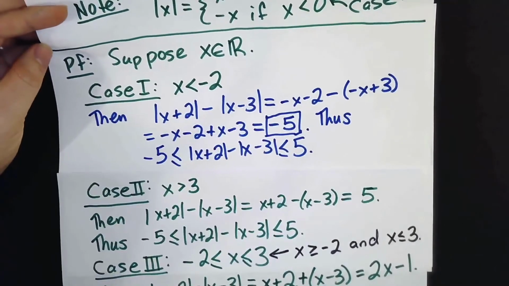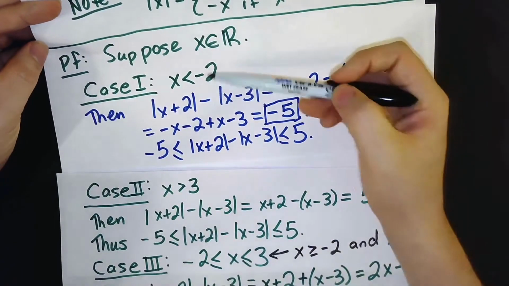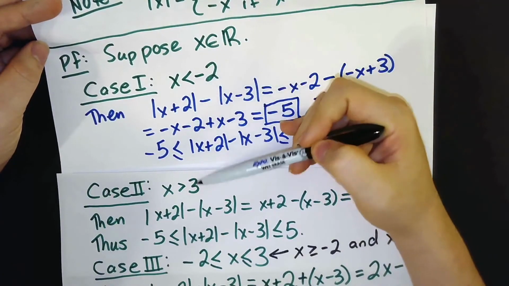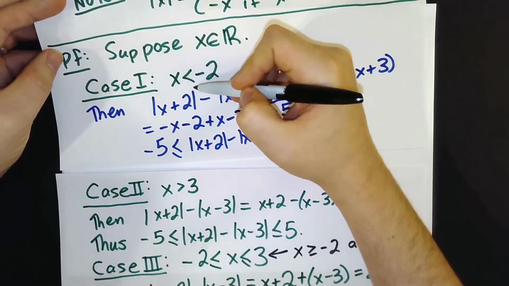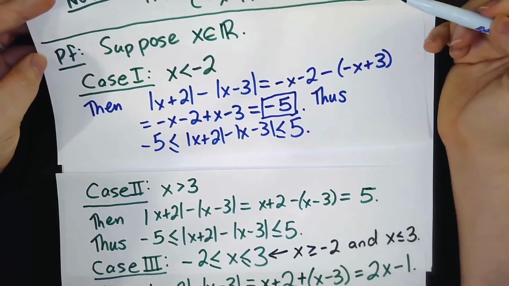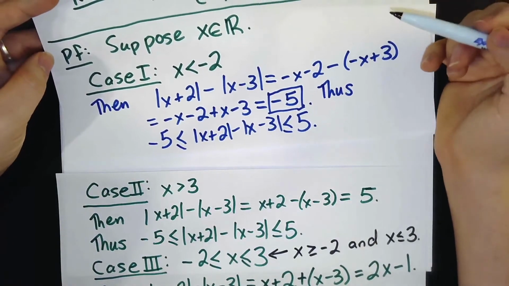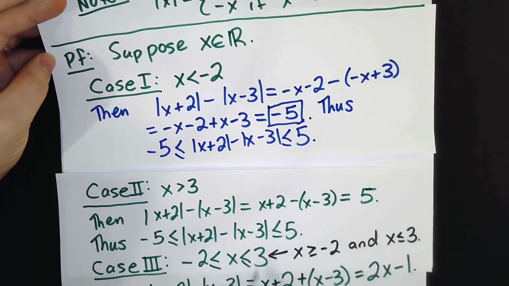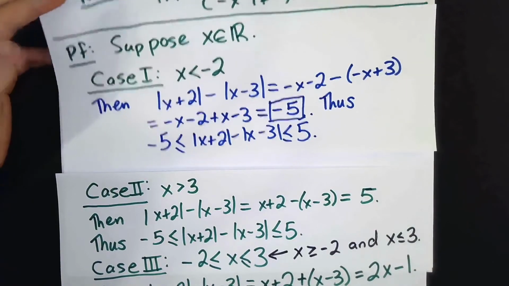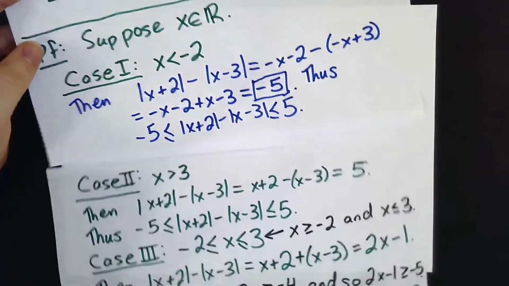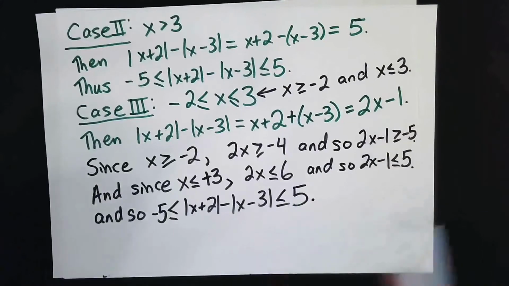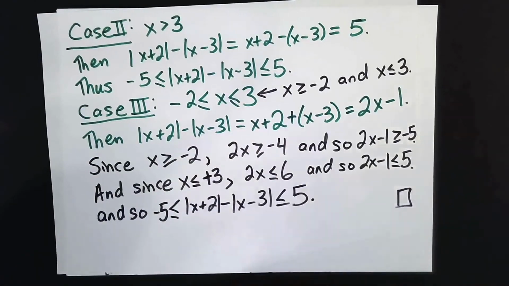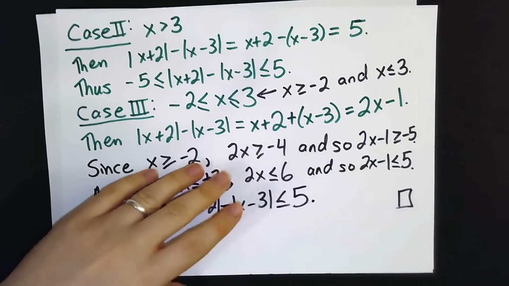I'll note, by the way, you could also have included minus 2 and 3 in either of these cases, so you could have made this less than or equal to, it wouldn't have changed the proof at all. Or you might even be tempted to make 5 cases where you handle x equals minus 2 and x equals 3 separately. That also works, whichever of these things you want to do. Anyway, though, that finishes this proof.